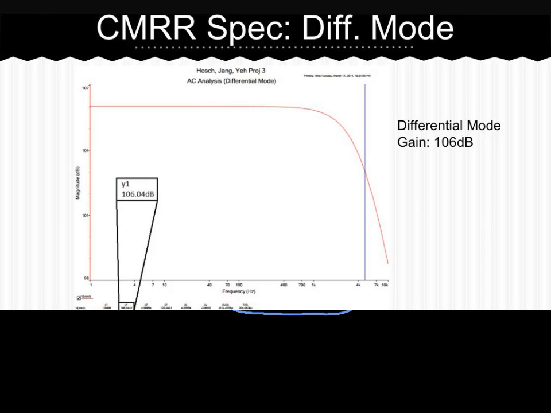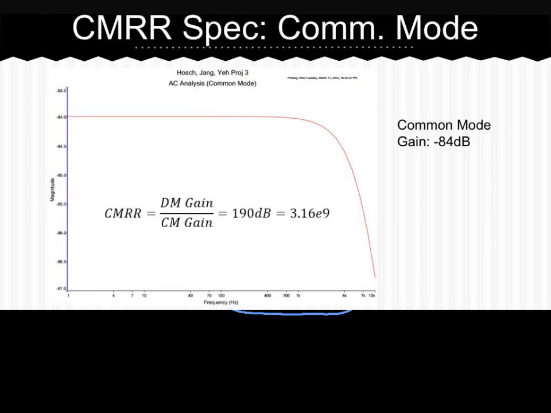For the CMRR, we first performed a differential mode comparison, which used a frequency sweep with differential mode setup, and observed a gain of 106 dB. Similarly, with another frequency sweep, with the inputs connected to a common source with a low gain of negative 84 dB, we were thus able to calculate a CMRR of the differential mode over the common mode to be well over the specification necessary.